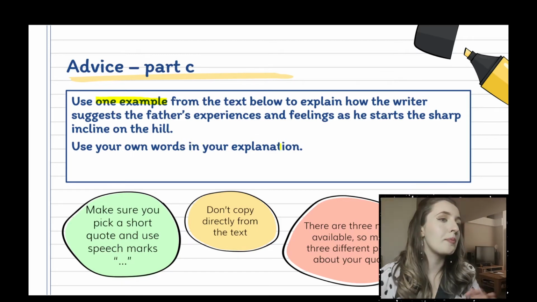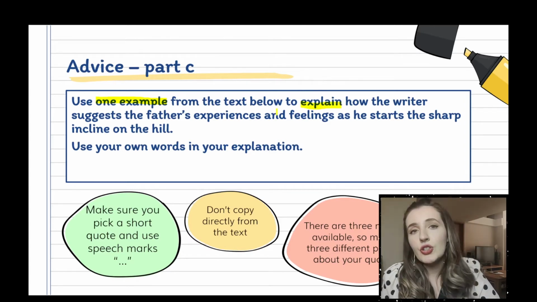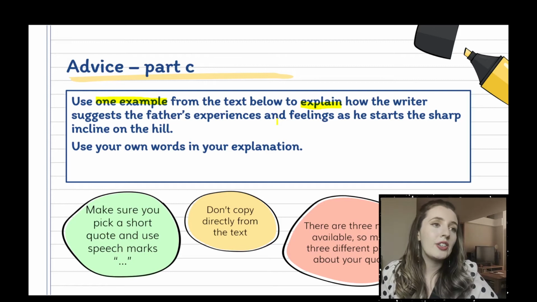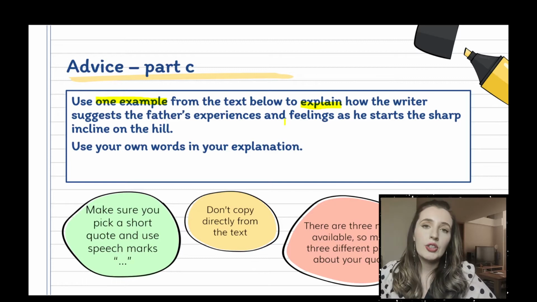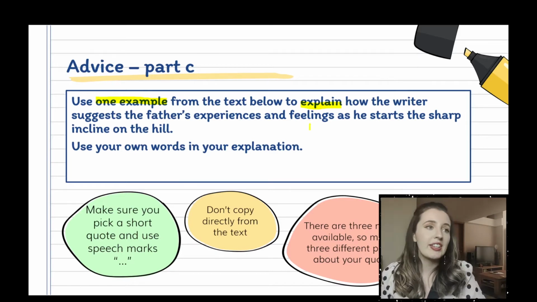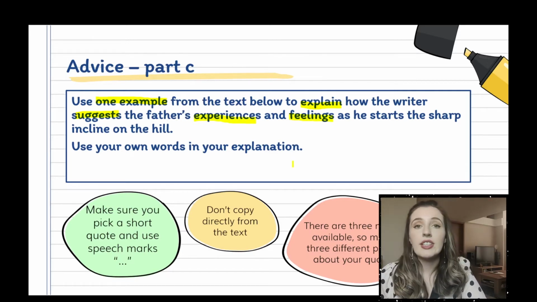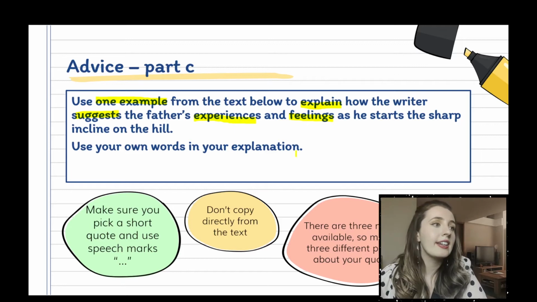So just one example. The command word here is explain. So you're not analysing, you are explaining. You're just simply stating 3 different things about your quote. You don't need to analyse language devices, you don't need to analyse connotations or symbolism or imagery. You don't need to go that deep. You're just trying to say, what does it suggest, right? What does it suggest about the father's experiences? So here you can talk about his experience and his feelings. So how did he feel about it and what was it like?